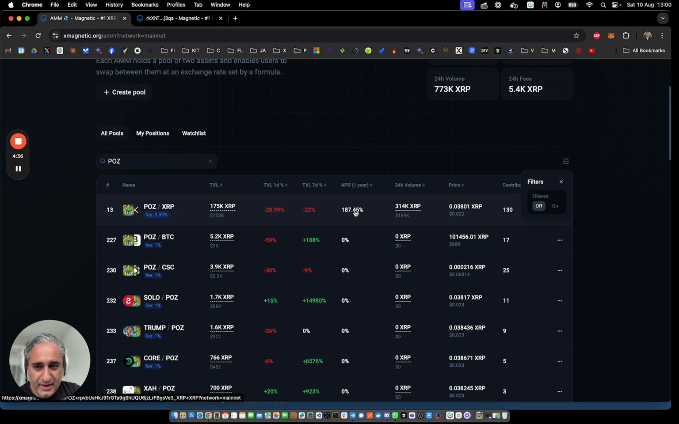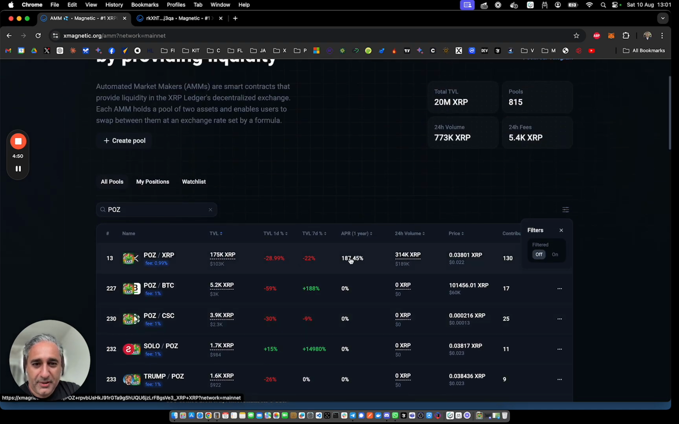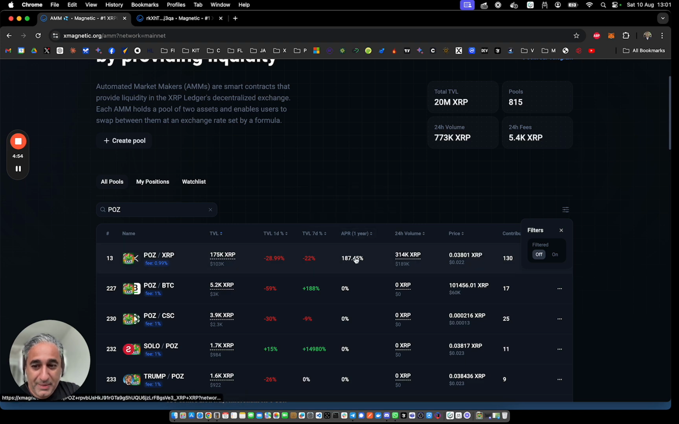The reason for that is, firstly, these pools are quite young. Like POS XRP was literally created just over a month ago. And these other pools were created mostly by me a couple of weeks later. So there isn't a huge amount of data, but I imagine the way Magnetic are working this out is by looking at the trading volume and the fees that were generated for this particular pool.